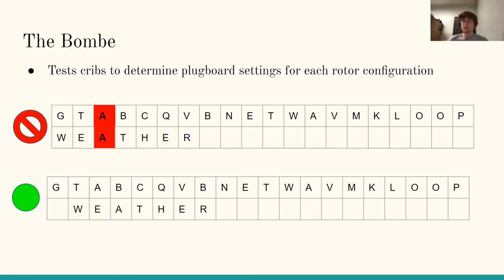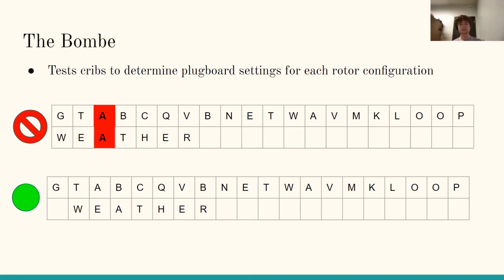The bomb machines were set up with cribs by people. What the bomb machines did was run through each of the different rotor settings. For each of the rotor settings, they would conjecture, or just guess, a plug board setting. By guessing a plug board setting, they were able to figure out what other plug board settings would have to be based on their first guess. And they would do this until they arrived at a contradiction.